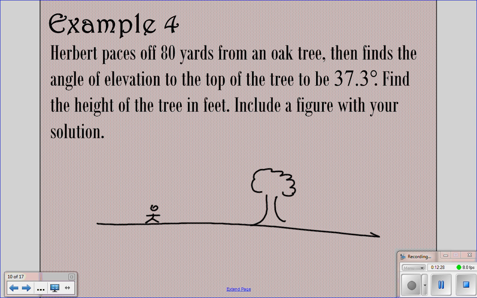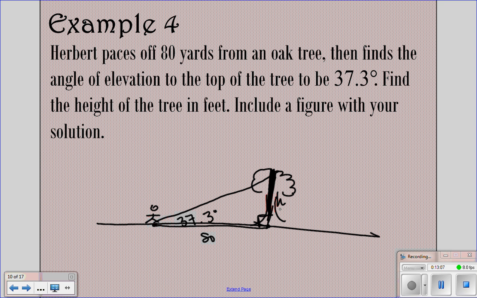And there's my tree. We know that the distance between the person and the oak tree is 80 yards. And we want to find the height of the tree. So we are looking for the distance here. What is this height here? This is going to be a right angle, and we can connect the two to make a triangle, and we're going to have 37.3 degrees for our angle of elevation.